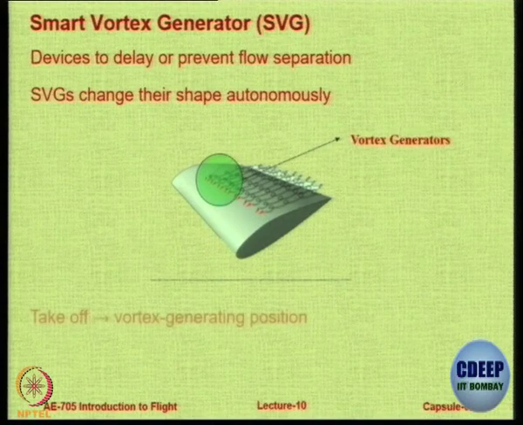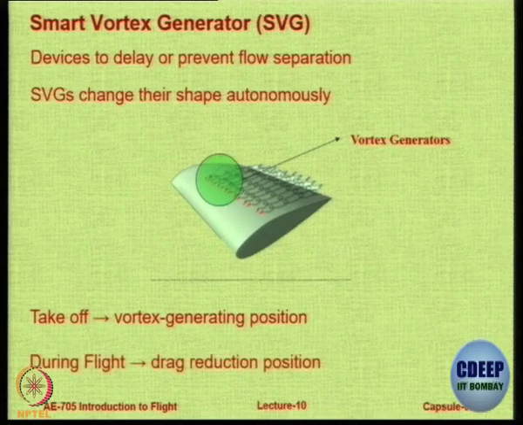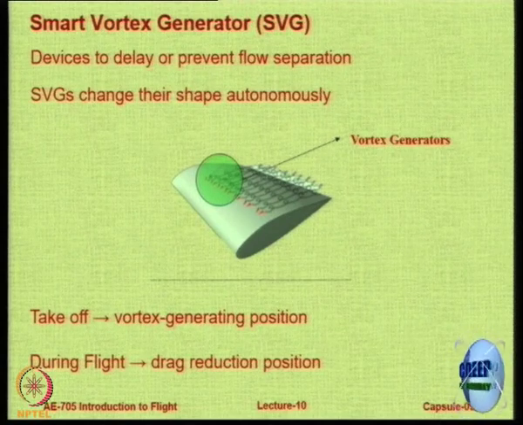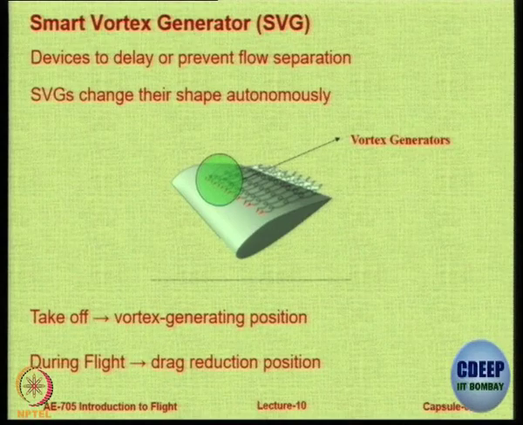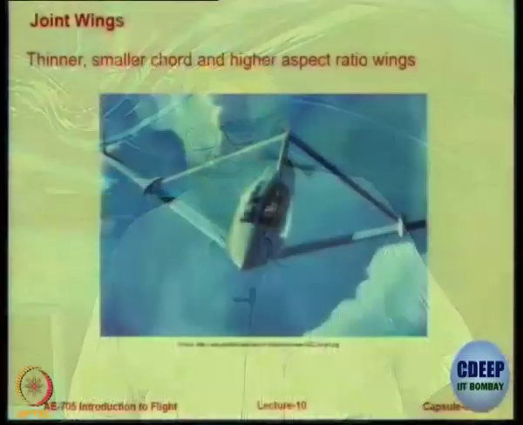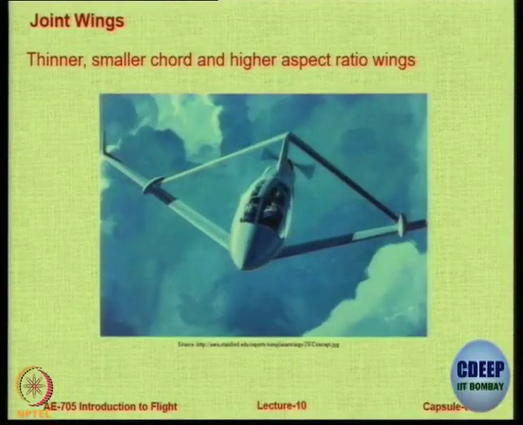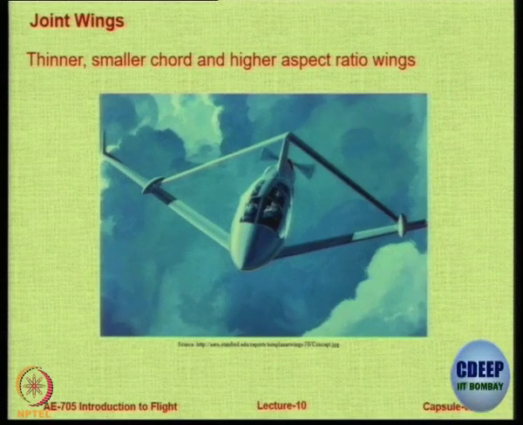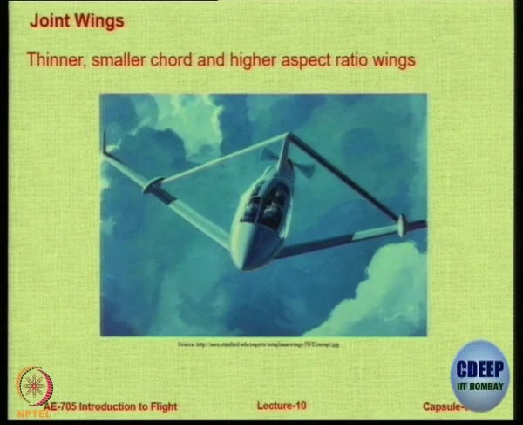So you can generate the vortices and these can help you. There can be many positions, but this is still an area of research. Some aircraft already have them, but large scale vortex generators are not there. Another example of reducing the drag of the aircraft is to join the wing to the tail. So structurally also you have a continuous structure, it helps each other. Plus you have thinner wings, smaller chord and high aspect ratio.